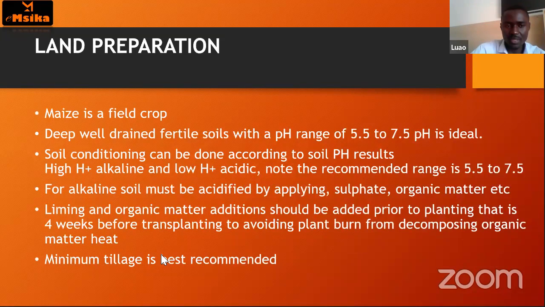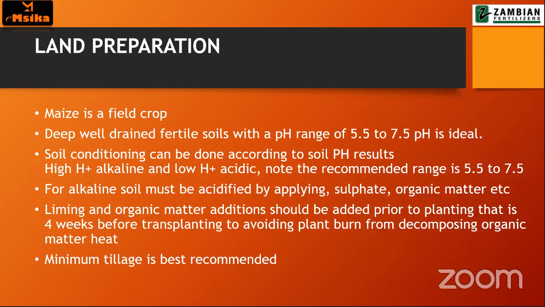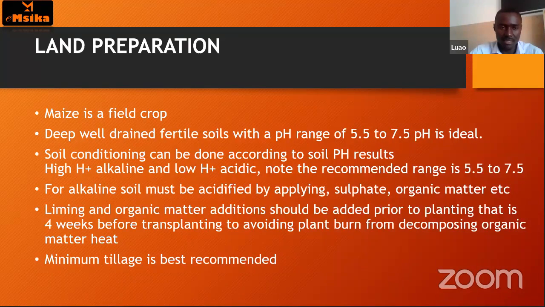So, land preparation. Maize is a field crop, and most of the field crop in Zambia is grown as a grain crop. It is sold as a dry grain, with moisture less than 13%. Deep, well-drained fertile soil, with pH ranging from 5.5 to 7.5, is recommended.